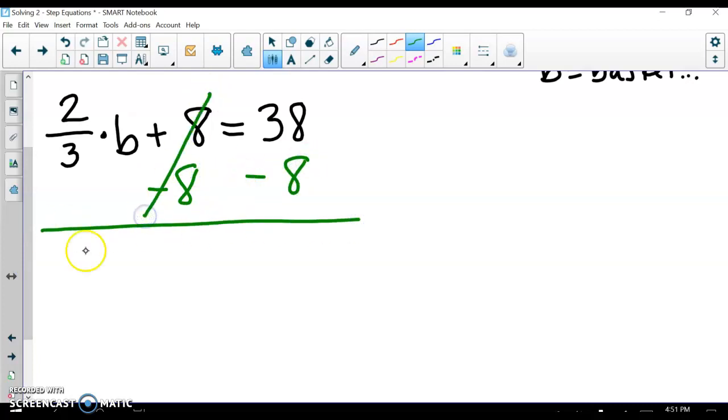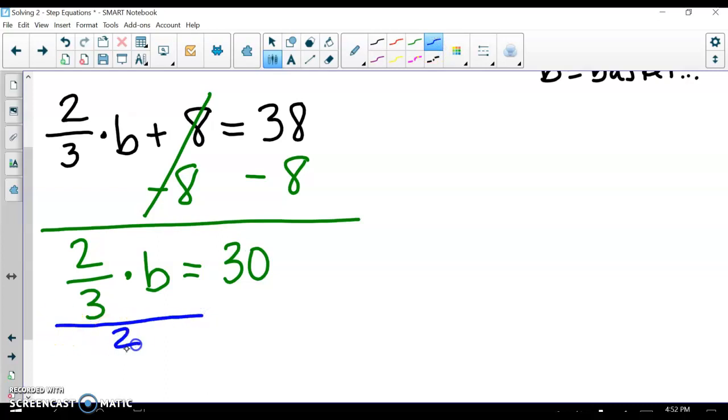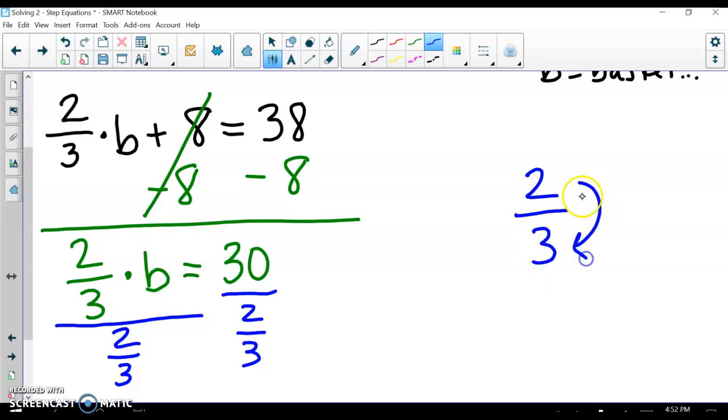So this cancels out. We're left with 2/3 times B is equal to 30. Here's the tricky part. We are going to divide by 2/3. But when we divide by a fraction, it's similar to multiplying by the reciprocal. The reciprocal of a fraction is its flip. All right, so 2/3 flipped gives us 3/2.